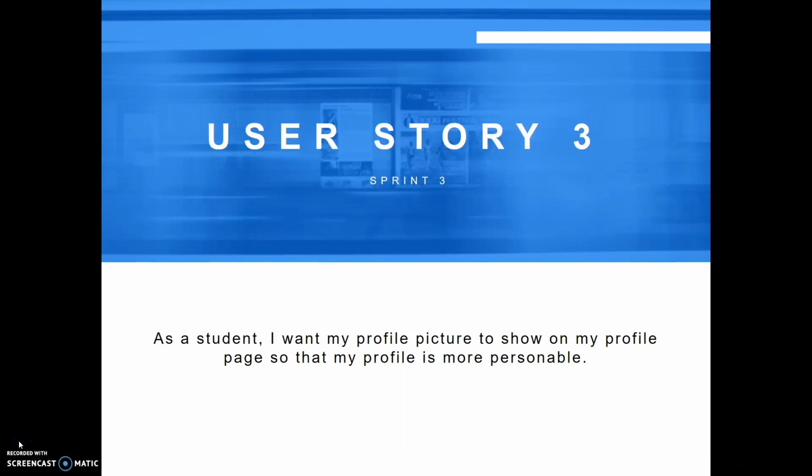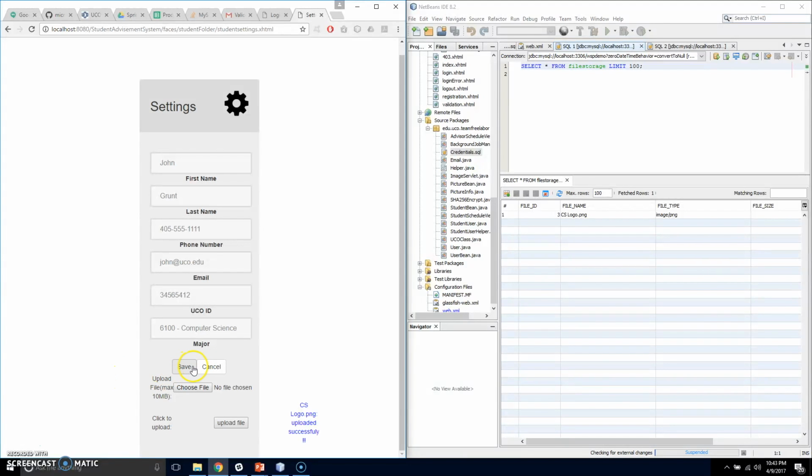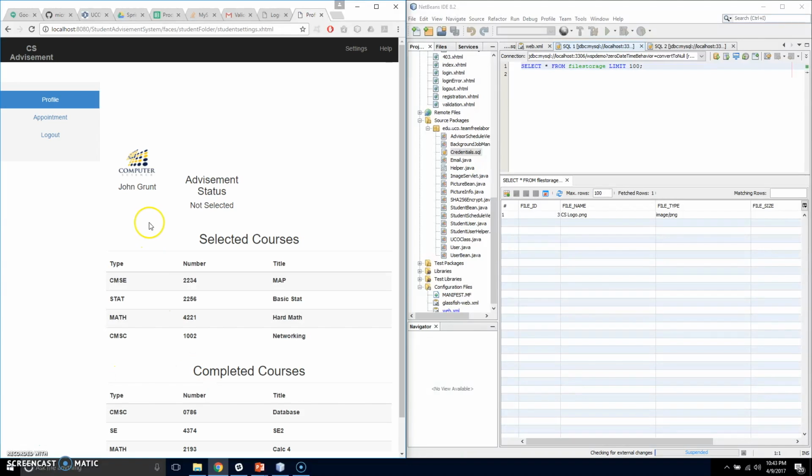For my third user story, as a student, I want my profile picture to show on my profile page so that my profile is more personable. The acceptance criteria: the student can view their picture on the profile page. Okay, let's go ahead and save these changes. And now that picture is on the student profile page. Thank you very much. That's it for me.